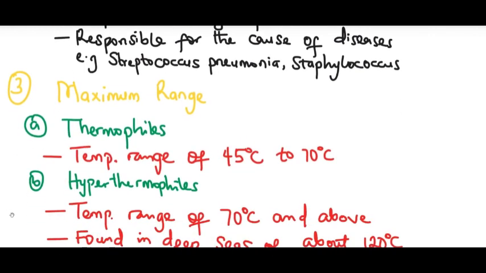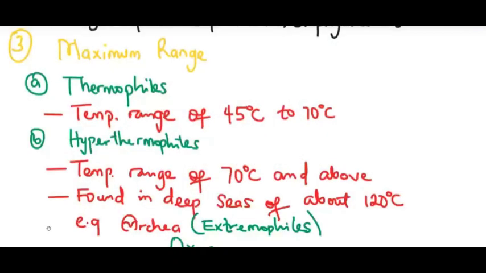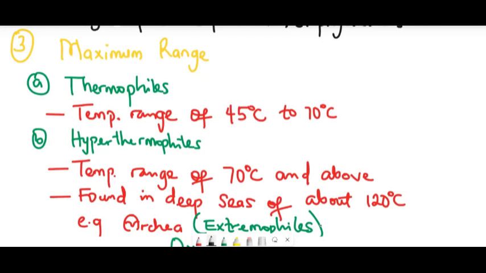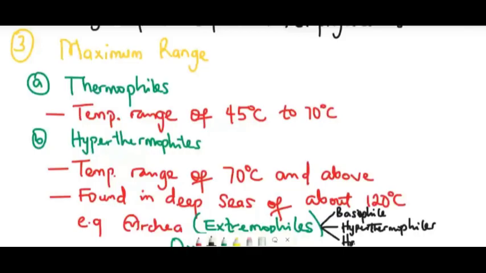But note that the hyperthermophiles are found in deep seas of about 120 degrees Celsius. This class of thermophiles are actually called the extremophiles, right? Extremophiles are subdivided into barophiles. They are bacteria that can withstand high pressure, right? We have hyperthermophiles or thermophiles, right? They can withstand high temperature, just like we are treating now. Then we have the halophiles that can withstand high salinity levels.